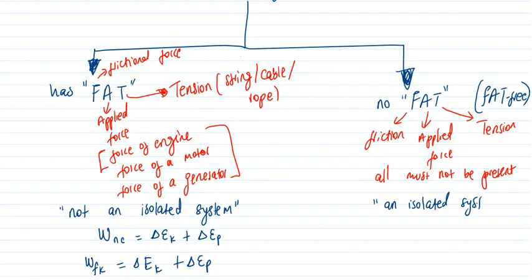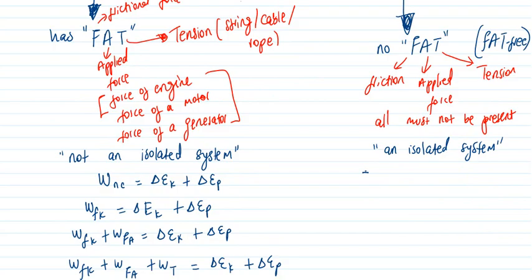And this applies to all parts of physics. An isolated system is a system that won't have any FAT. So if you do have an isolated system, that means what is going to happen?